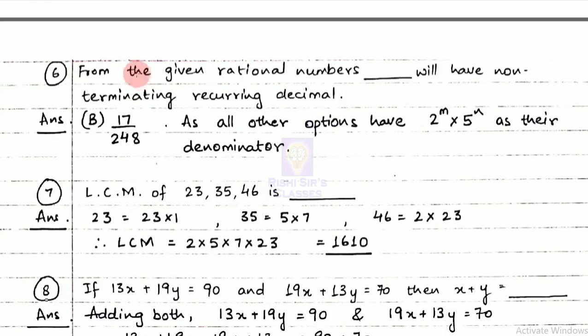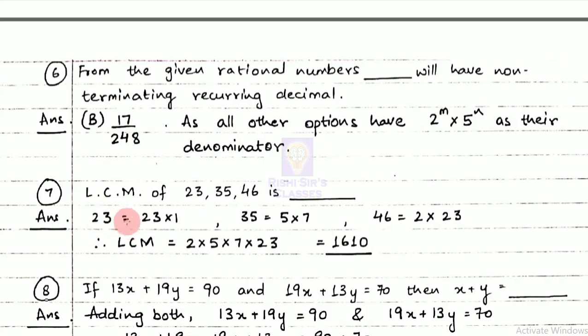Sixth question is, from the given rational numbers, dash will have non-terminating recurring decimal. It means the number should not terminate, and we know the condition that if in the denominator we are having 2 raised to m into 5 raised to n, means we are only having the factors of 2 and 5, in that case, the number will terminate. And we can see in option number B, that is 17 upon 248, that these factors are not only in the form of 2 and 5. So, it will be a non-terminating number.